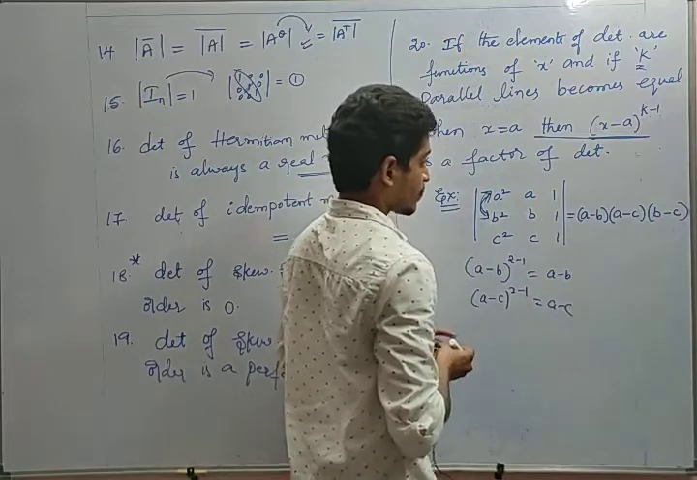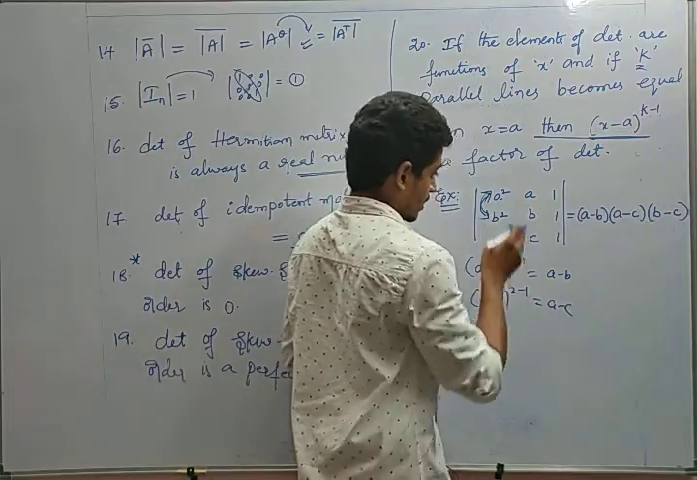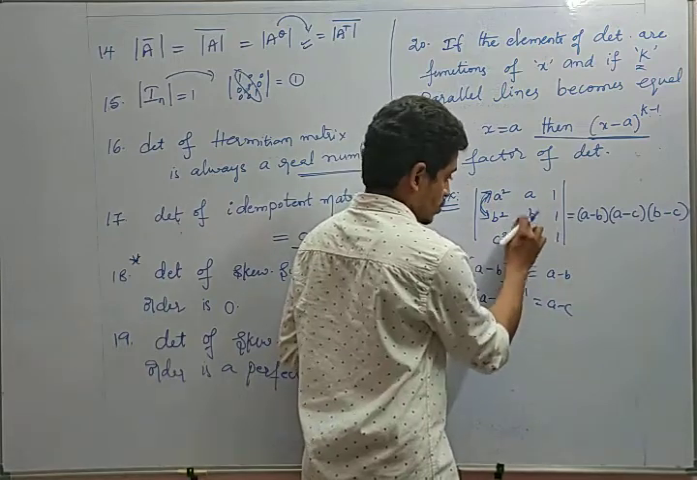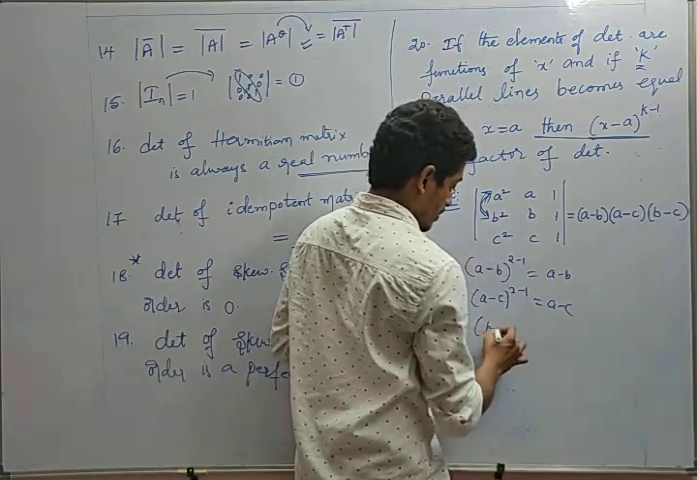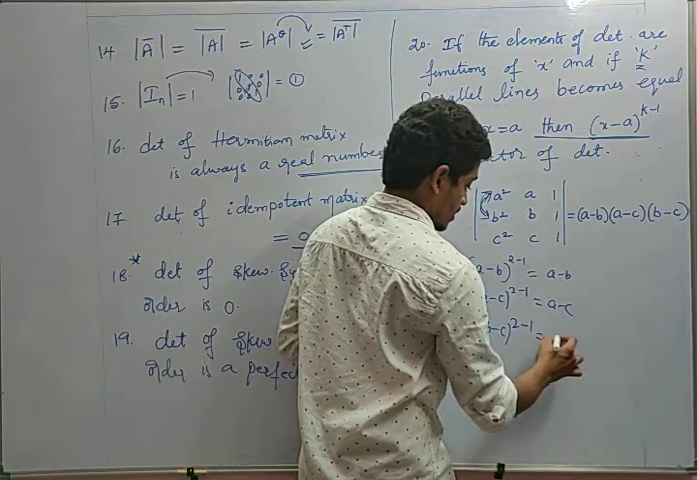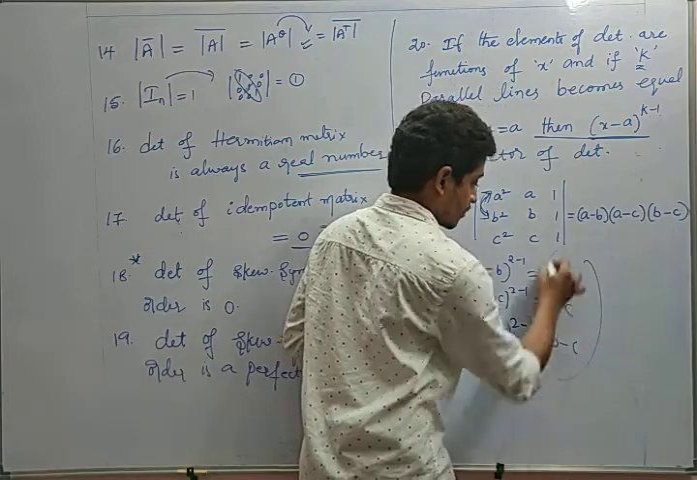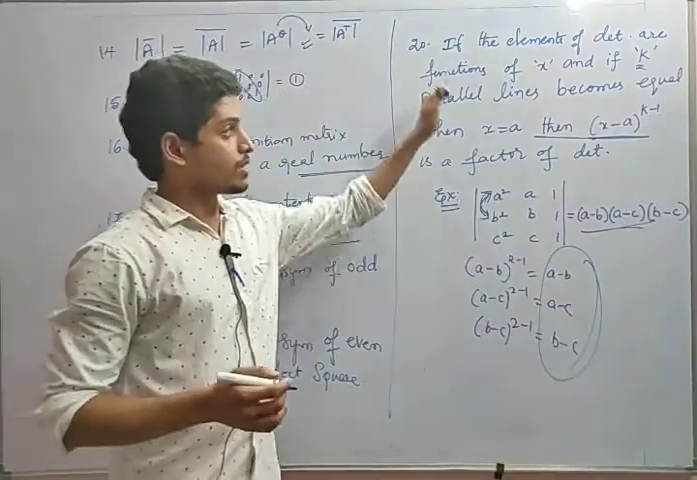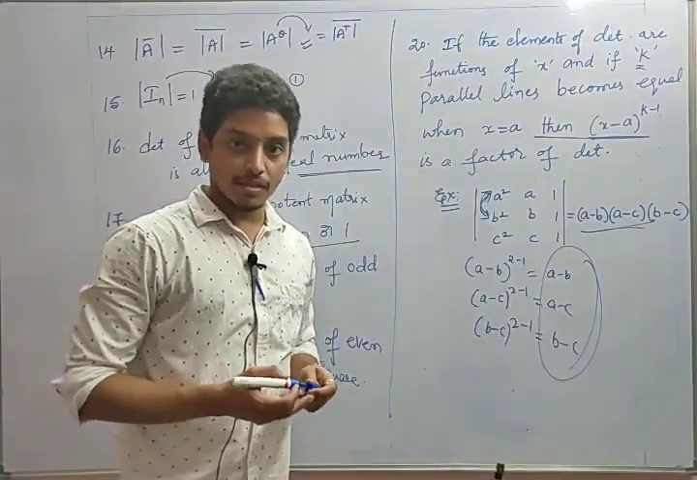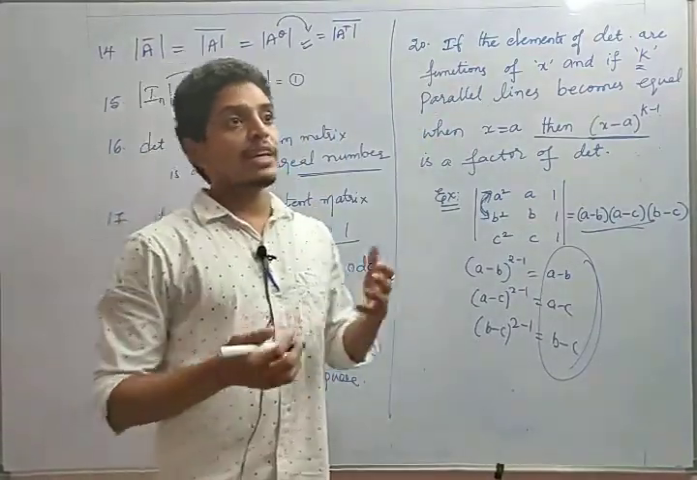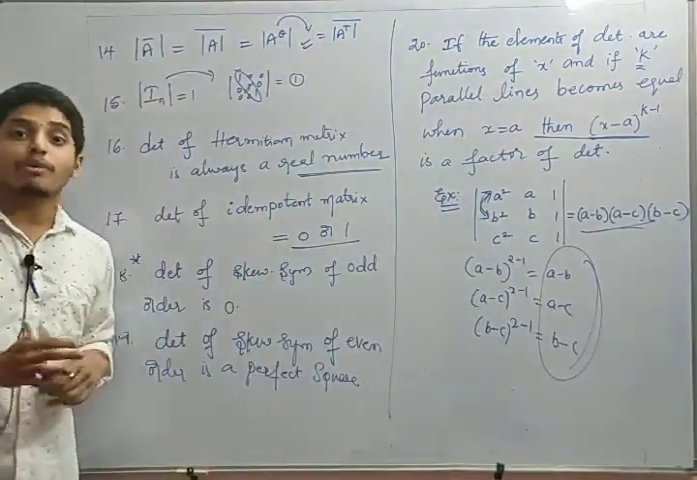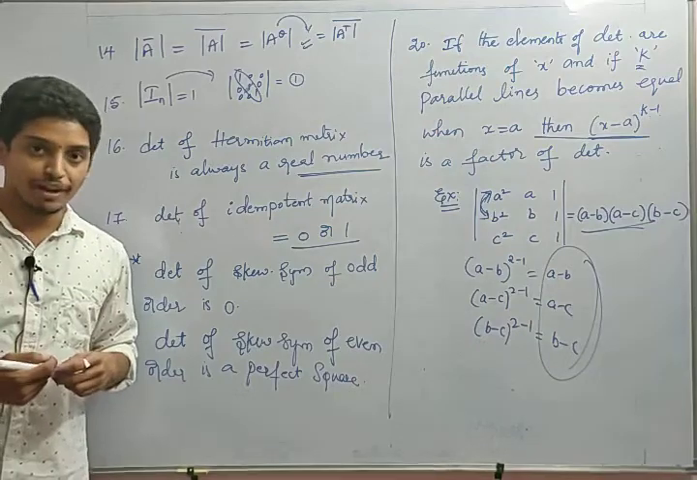Next, if we substitute b in the place of c, so b square and b square, these two will become equal, right? So (b minus c) to the power 2 minus 1 is nothing but b minus c, which is also a factor. So these are the three factors of this determinant. Once go through these 20 properties. Friends, we will calculate many problems based on these 20 properties, which are very important from the point of view of your GATE examination.